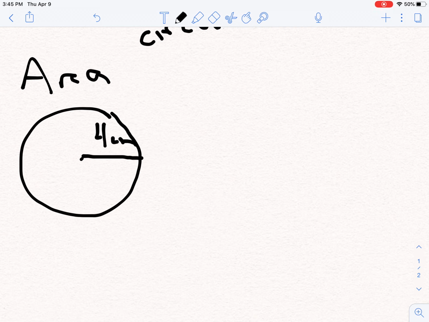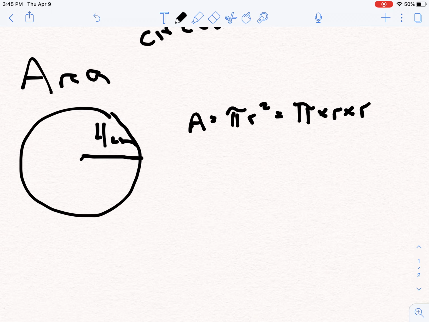One last formula that we need to know is area is equal to pi r squared. Now we talked about what r squared means before, but really this formula means pi times r times r again. That's what r squared means. It means timesing it by itself.